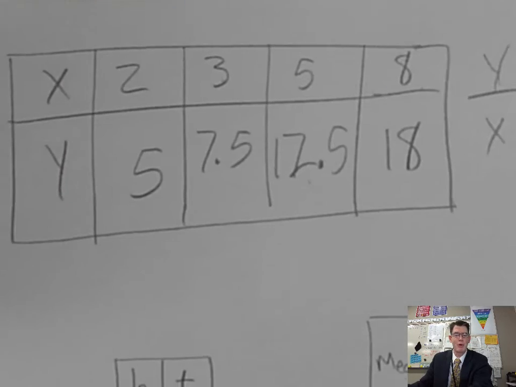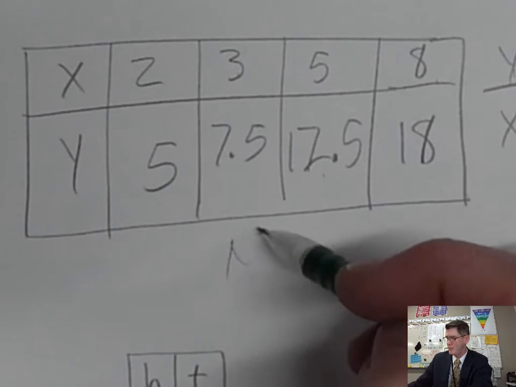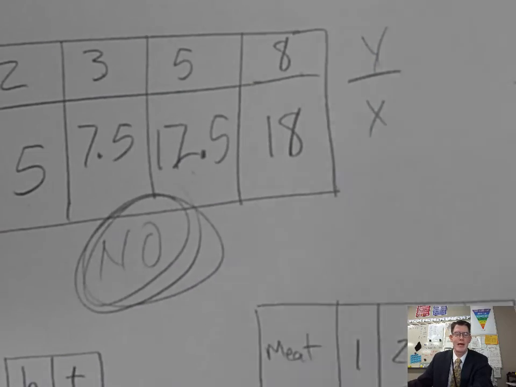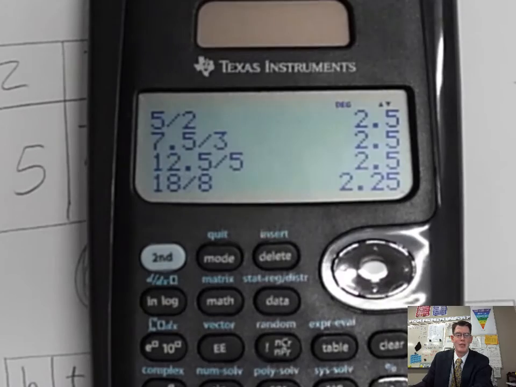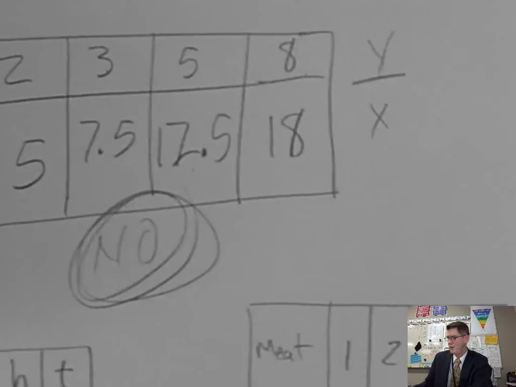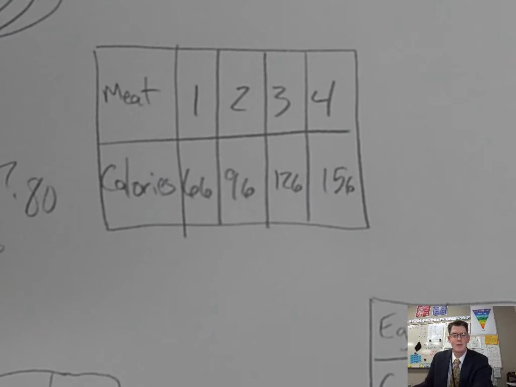So is that a proportional relationship? Are those all the same thing? No, they're not, because I did not get the same number each time I divided them. Those are not all the same fractions. It was close, but they're not all the same fraction.